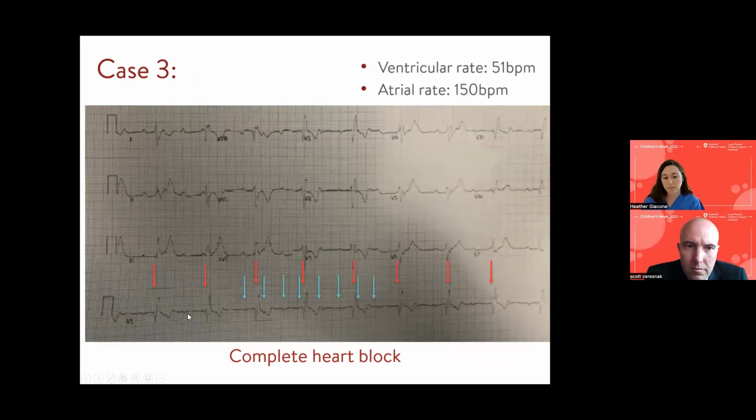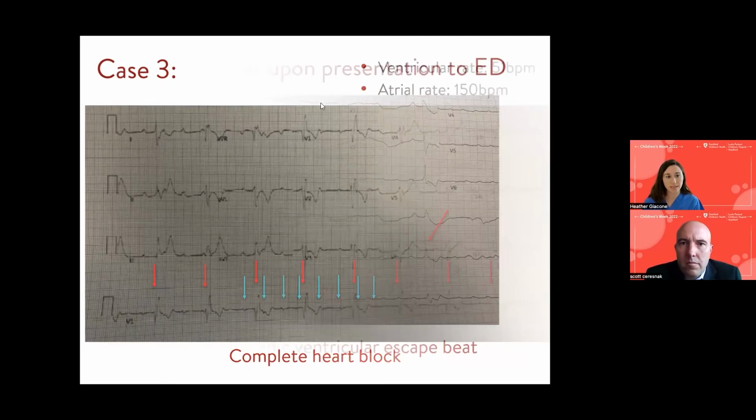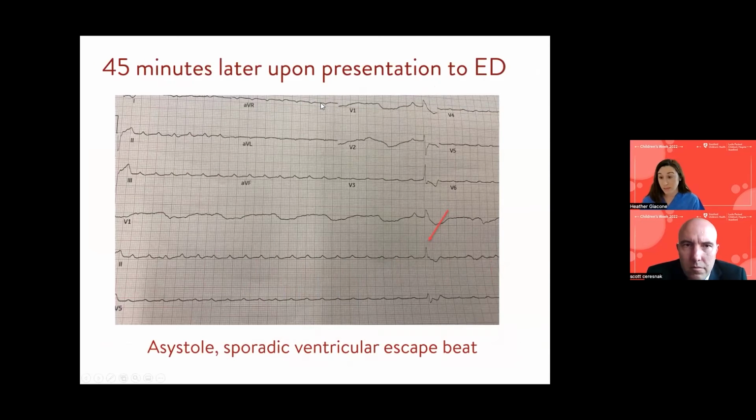This is showing complete dissociation between the ventricular rate and the atrial rate. So this is complete heart block. You can see the ventricular rate is about 51 beats per minute. It came out a little bit blurry, I apologize for that, but you can see these P waves marching through well without any sort of correlation to the ventricle itself. So with that, you decide to send her to the emergency room.